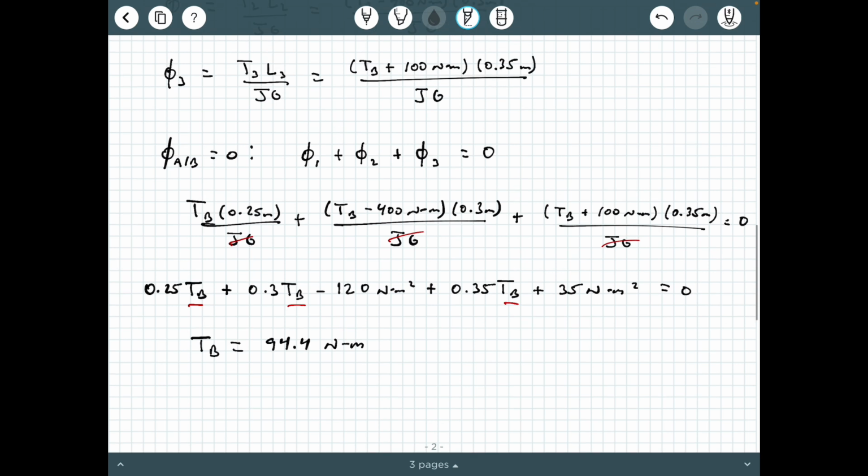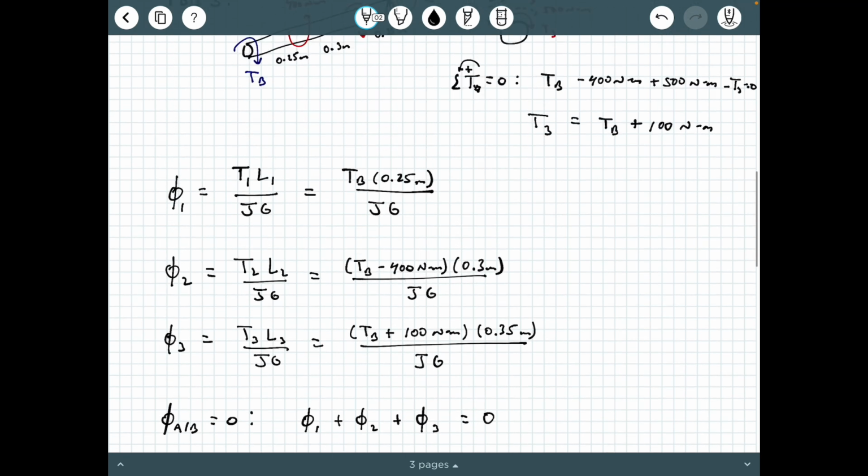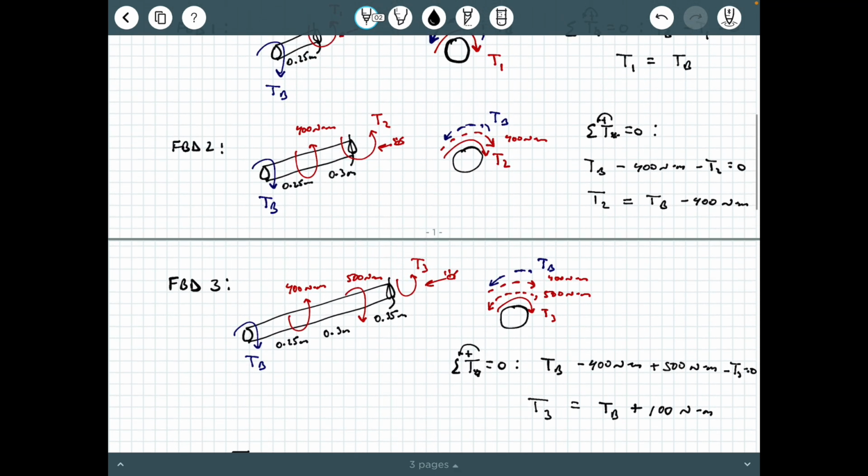And now what I'm going to do is I'm going to substitute this into the equilibrium equation from earlier, right? And so what was our equilibrium equation way earlier?